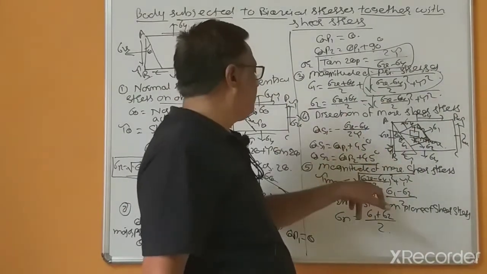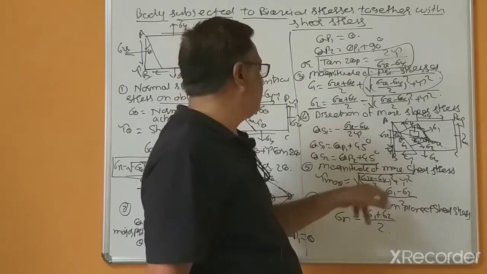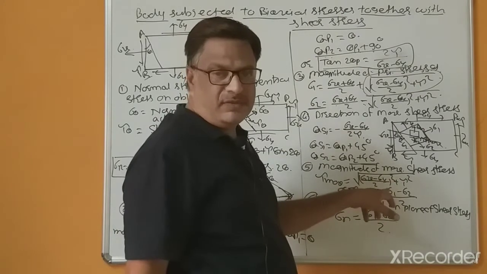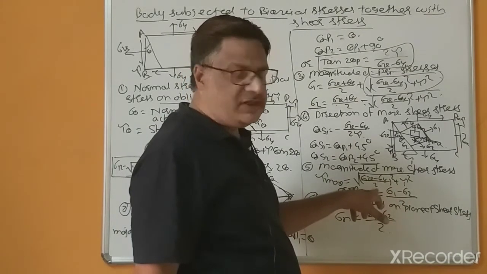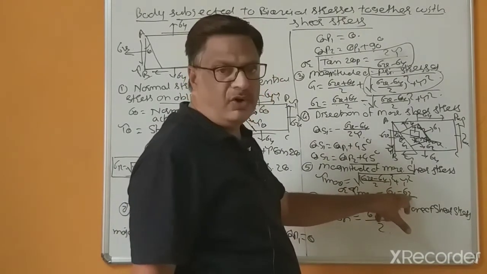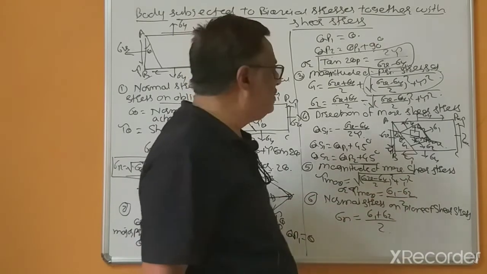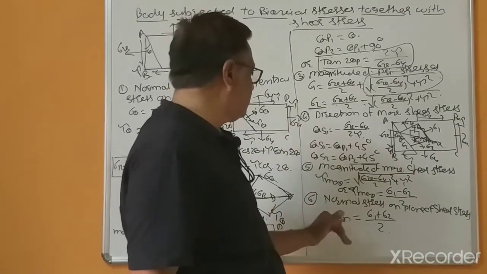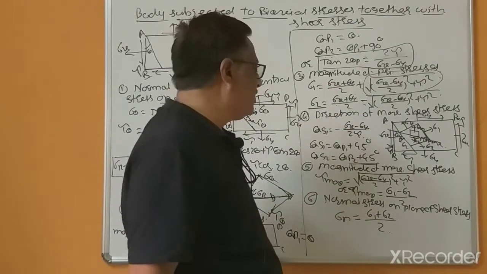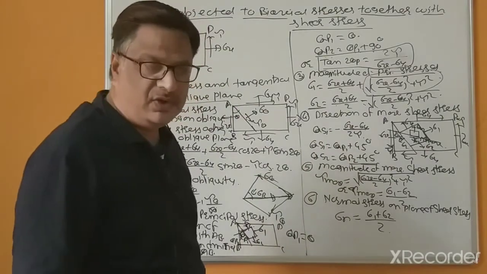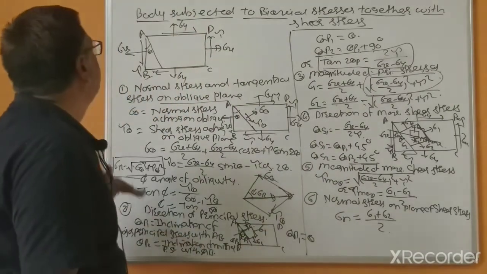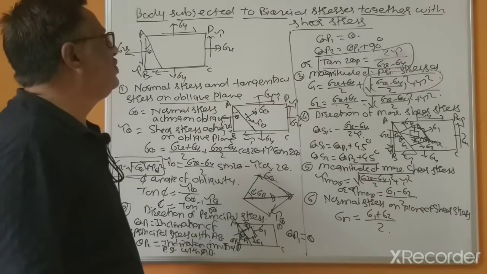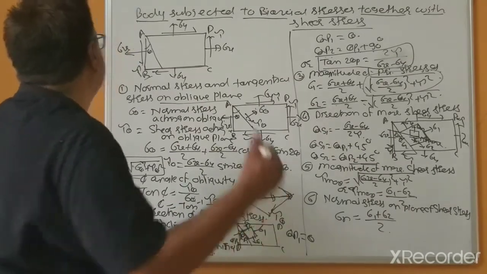Tau max equals square root of (sigma x minus sigma y divided by 2) squared plus tau squared, or otherwise tau max equals sigma 1, the maximum or major principal stress, minus sigma 2, the minimum or minor principal stress, divided by 2. And the normal stress on the planes of maximum shear stress, sigma n, equals sigma 1 plus sigma 2 divided by 2. So this is a body subjected to biaxial stresses together with shear stress. Now this is the first case.